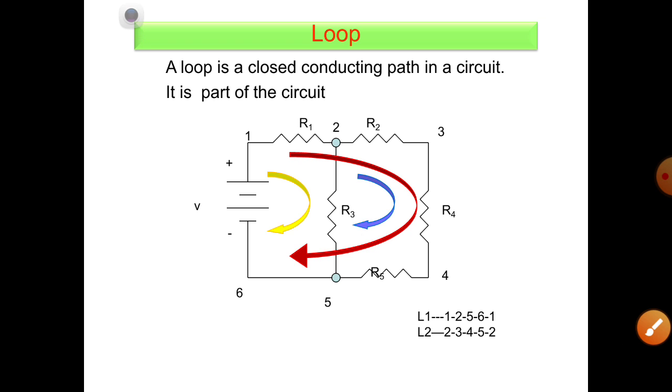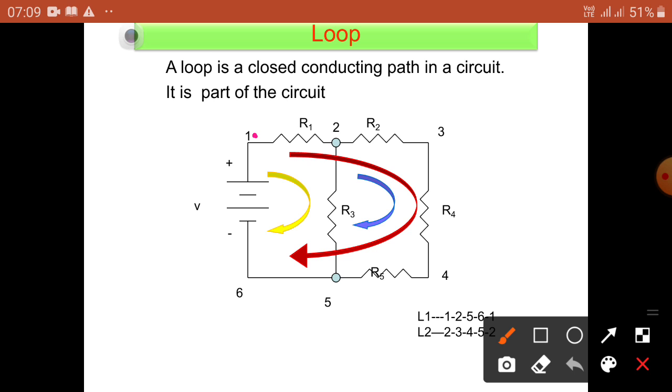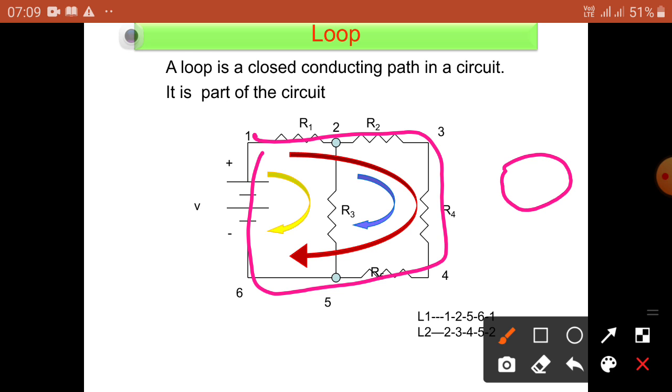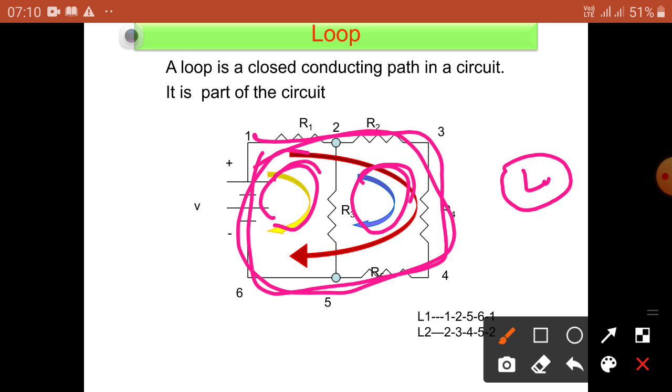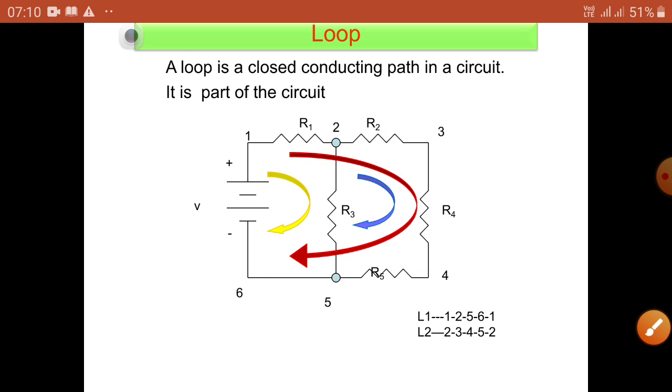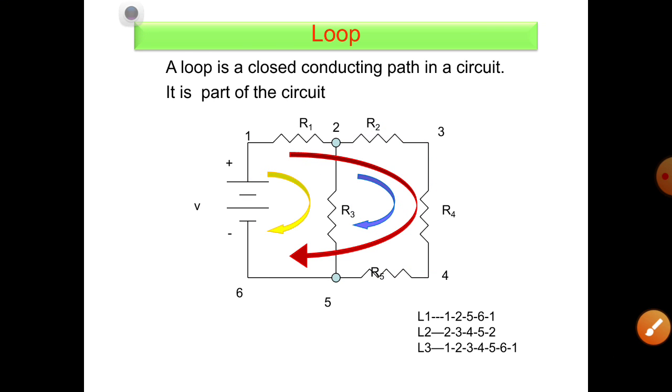Further, you can see another loop also. If the current is going from this one, this coming, this coming and this coming, that is a loop. That means the starting and ending should be closed. This is known as a loop. So this is the first loop, this is the second loop individually, and this is totally the loop. This is the meaning of a loop: a closed conducting path in a given circuit. Here there are 3 loops, L1, L2, L3.